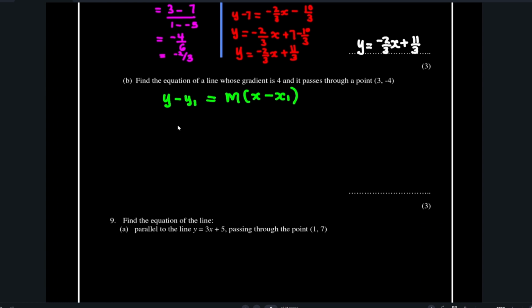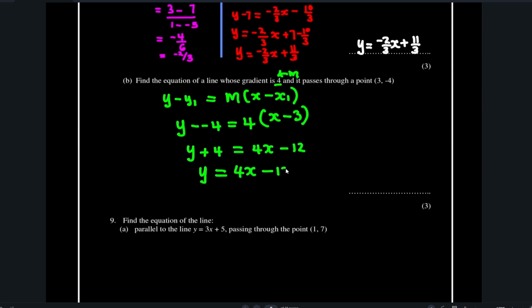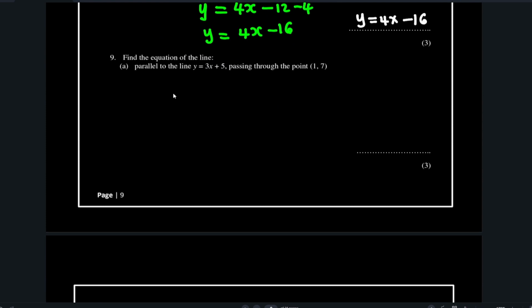So in our case here, we're going to say y minus -4, because the y coordinate given here is -4, equals 4 into, that is the gradient, x minus 3. We can simplify this further and take 4 to the other side. Because it's a positive, it will be a minus, and then our answer becomes y equals 4x minus 16 as the equation that is required.